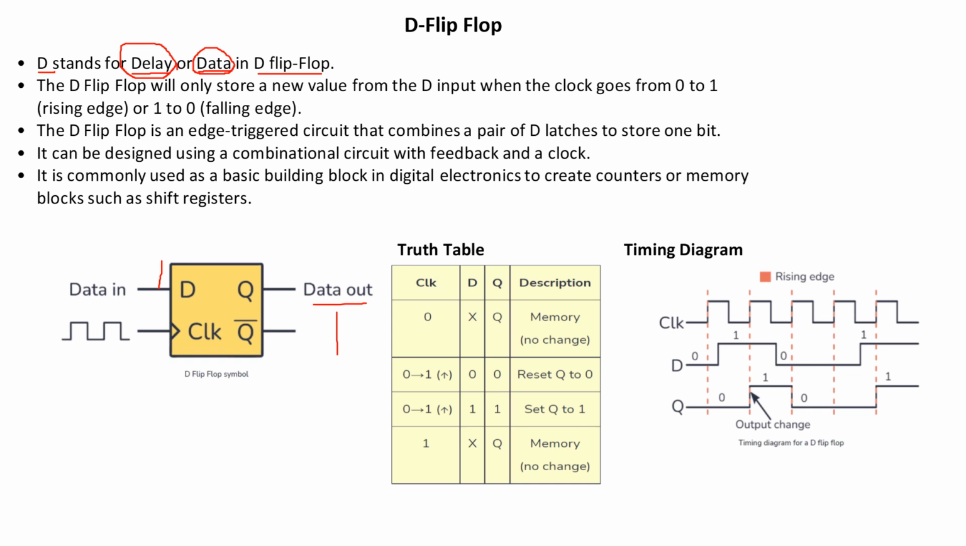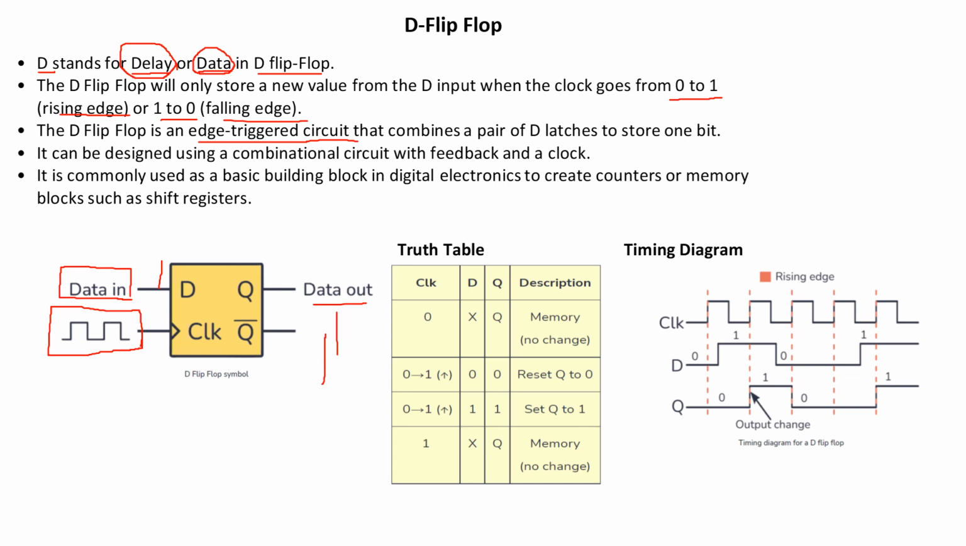The second point is D flip-flop will store data from input when the clock goes from 0 to 1, which means rising edge, or 1 to 0, falling edge. So this will depend on the clock circuit, whether it is a positive trigger or negative trigger. So whatever data you have at the input, when it is a positive trigger or rising edge, when the clock goes from 0 to 1, you will receive the data at the output. The third point is the same, it is edge-triggered circuits, which I have already discussed.